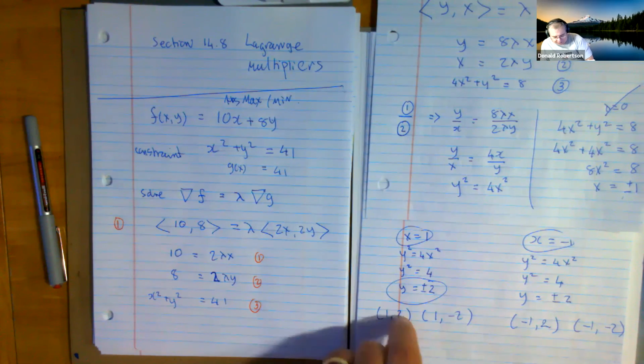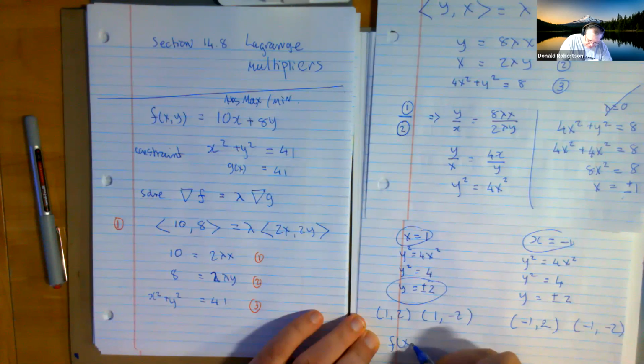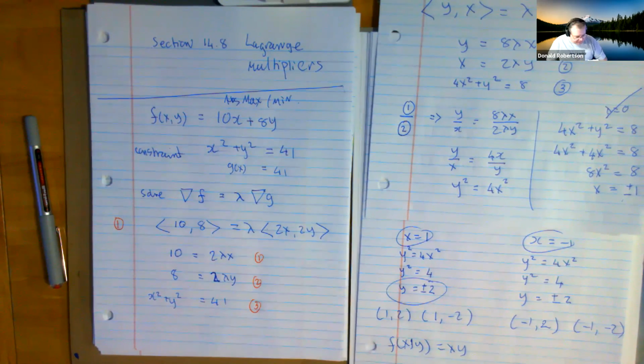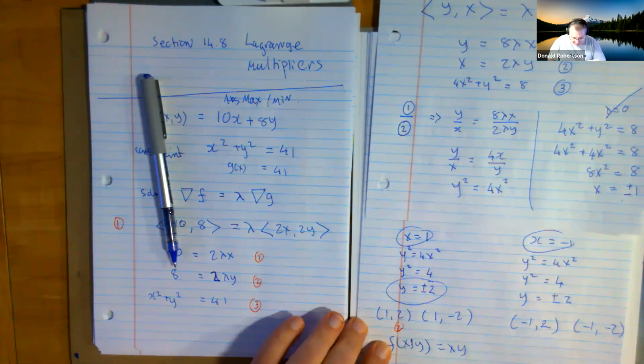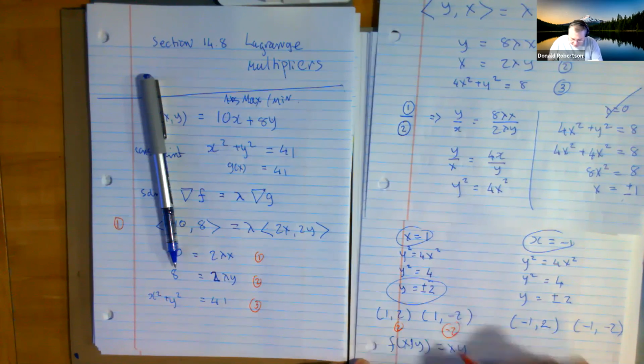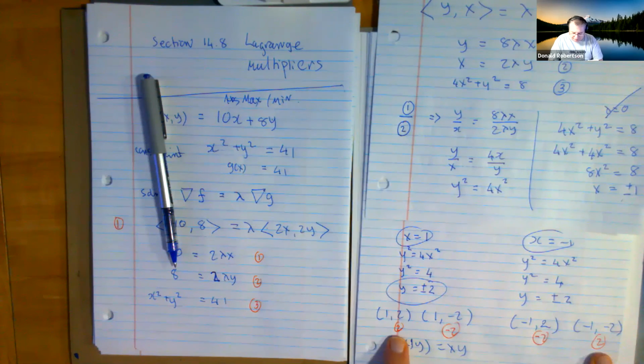Now for each one of those 4 guys, we then evaluate f of x, y, which is that guy, right? Okay, let's see if I can do that in my head. 1 times 2 gets you 2. 1 times negative 2 gets you negative 2. Negative 1 times 2 gets you negative 2, and negative 1 times negative 2 gets you 2. So won't these two guys be the absolute maximum, and it's worth 2? And won't these two guys be a shared absolute minimum, and the value is negative 2?